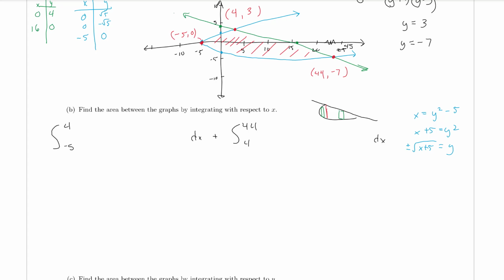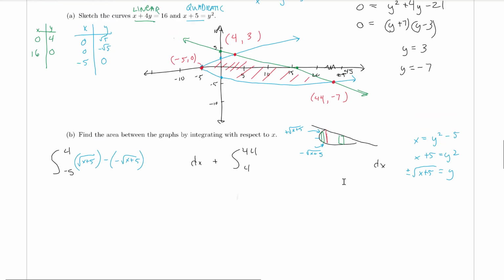Well, that's a little bit weird because we have the positive or the negative square root. The reason why is because the top part of this function is the positive square root of x plus 5, but the bottom part of this function is the negative square root of x plus 5. So what we need to plug into our integral then is the top part of the function, the positive square root of x plus 5, minus the negative square root of x plus 5. And that's going to be our height of this little green triangle for this first part of the area.